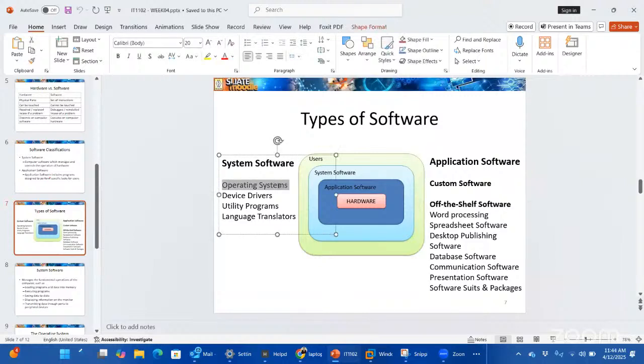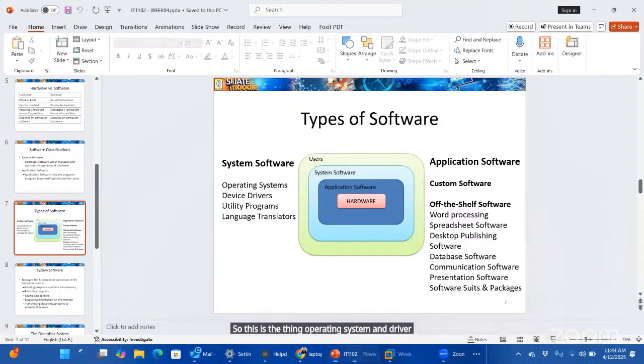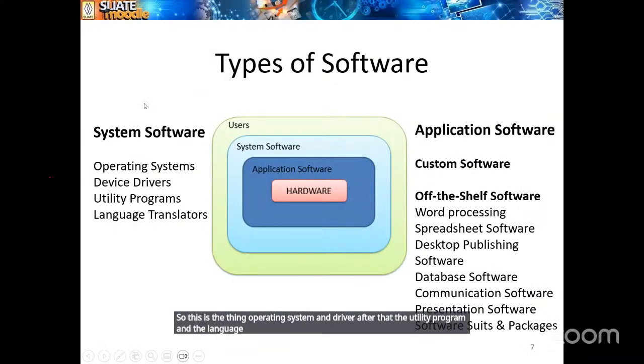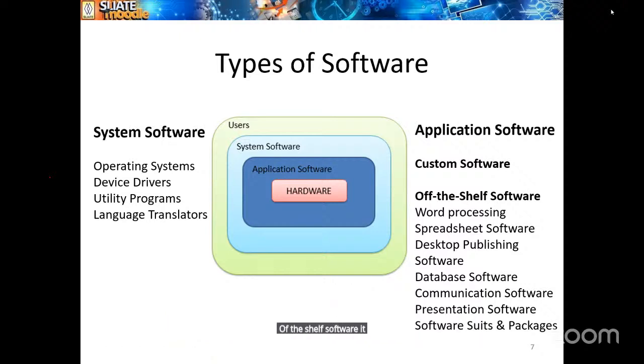So this is the operating system and driver. After that, the utility program and the language translator. These are the system software. After that, the application software. The application software is custom software or off-the-shelf software. It means this application software is something we use for ourselves.